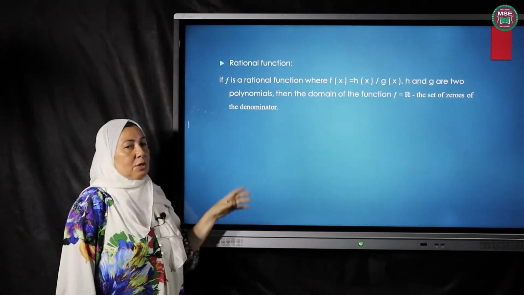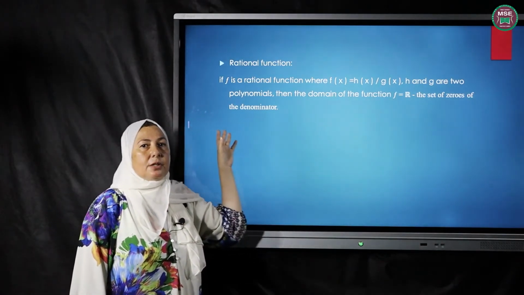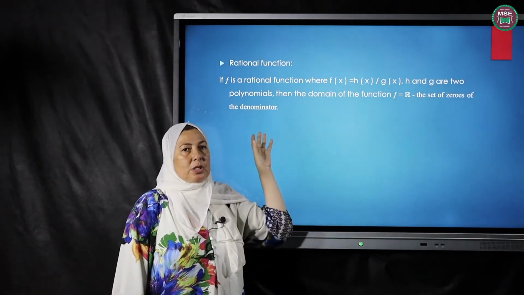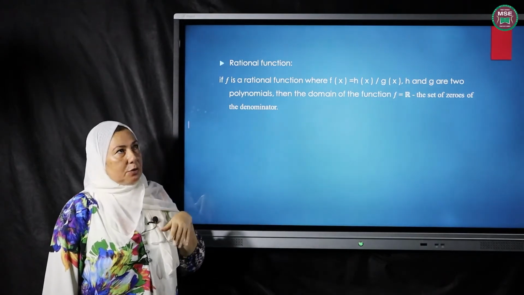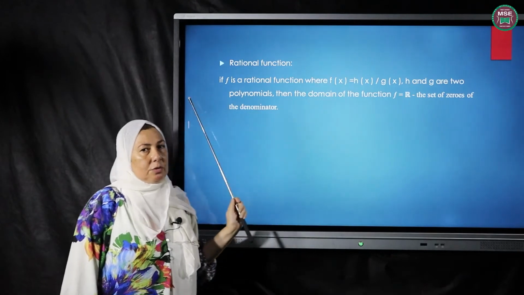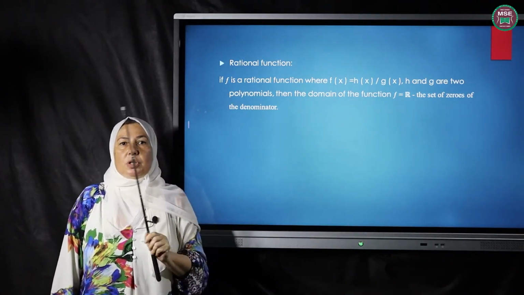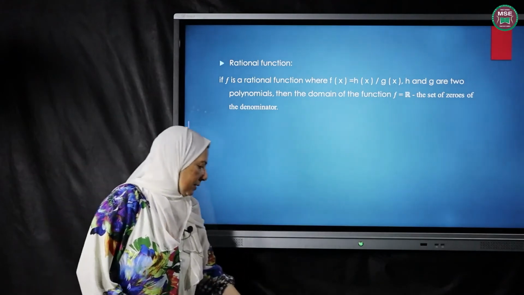Fraction function. The domain of a fraction function is the real numbers except the set of zeros of the denominator. What is the meaning of the set of zeros of the denominator? It is the numbers that make the denominator equal zero, like that.